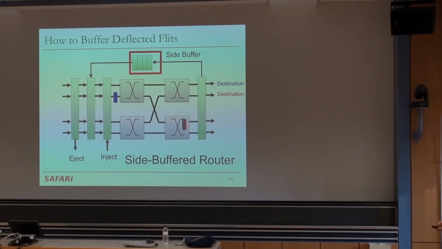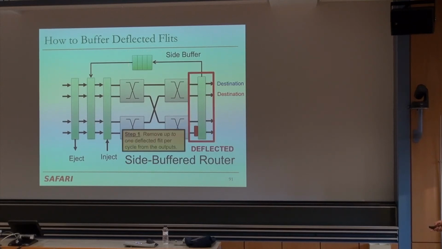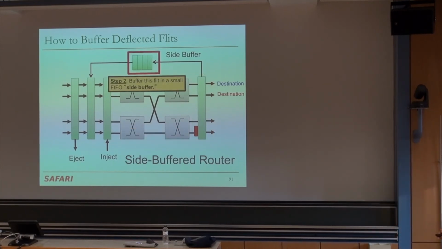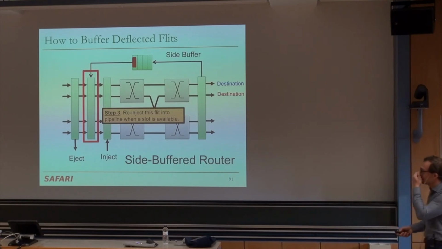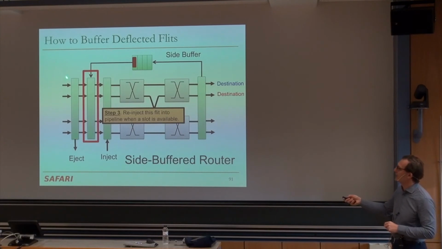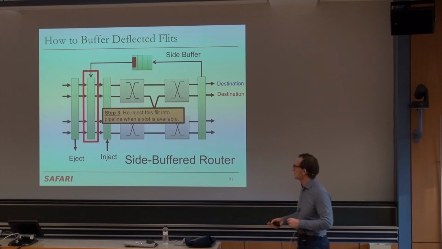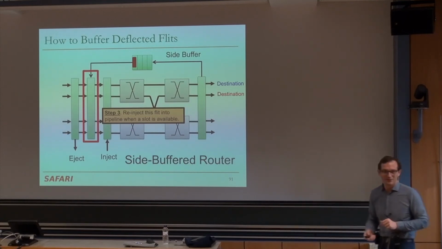So let's take a look at what happens. This gets deflected. This goes to its destination. That's good. And instead of deflecting it, you remove up to some number of flits per cycle from the outputs. In this case, it's 1. And then that one deflected flit goes into the buffer, into that side buffer essentially. And then it takes part in arbitration in the next cycle. You reinject this flit into the pipeline when a slot is available. What does that slot being available mean? When an input port is actually available. Just like the original injection policy that we have with bufferless routers. Makes sense, right?